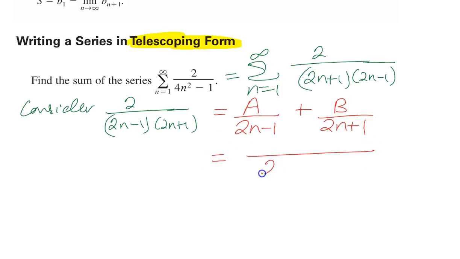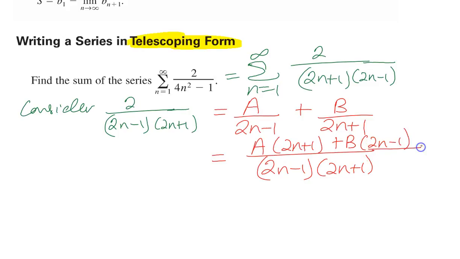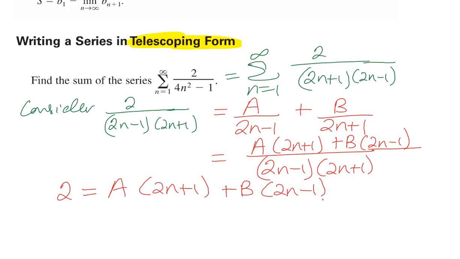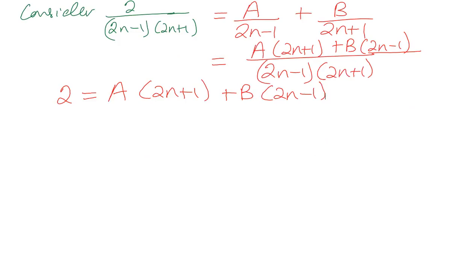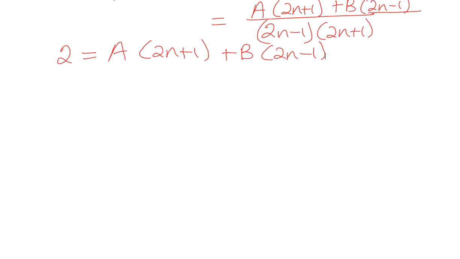Okay, take the common denominator. Why? Because we are trying to solve for a and b. So you have a times (2n plus 1) plus b times (2n minus 1), over the common denominator. Notice that the denominators are the same, and you have an equal sign in between. The numerator 2 must equal the numerator here. Okay? So guys, you now have to solve for constants a and b. Alright, so you can do that by comparing coefficients.